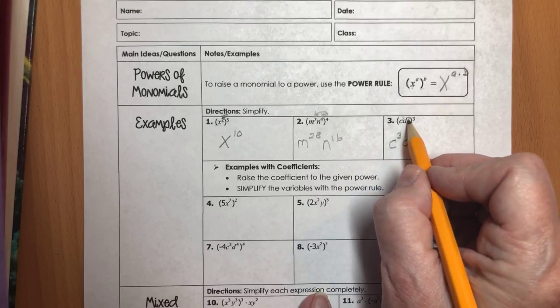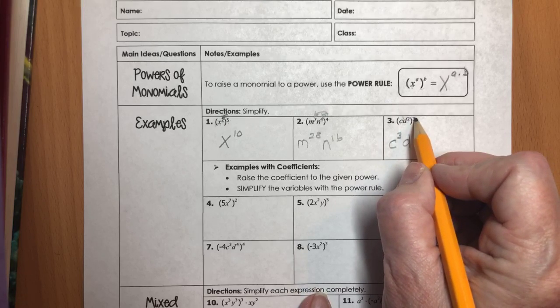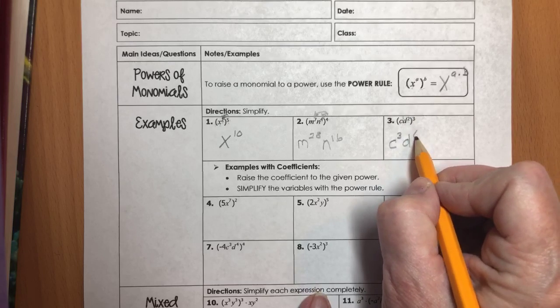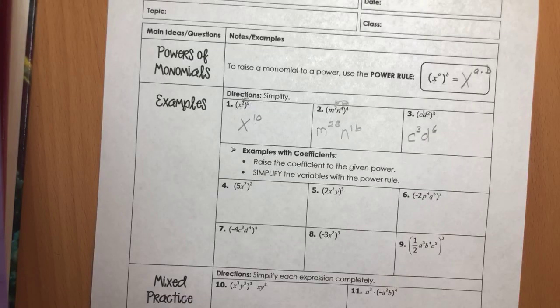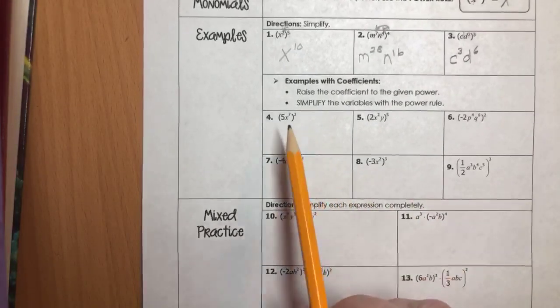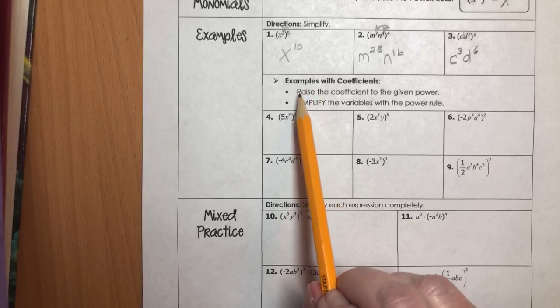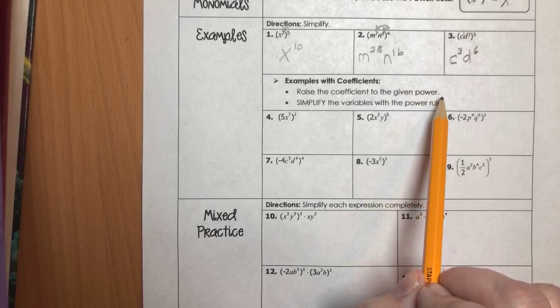d to the second power, or d squared, raised to the third power, 2 times 3 is 6. Okay? Now it gets a little tricky because you didn't have any coefficients. Now we have some coefficients. So here's the rule. If you have coefficients, you raise the coefficients to the given power.